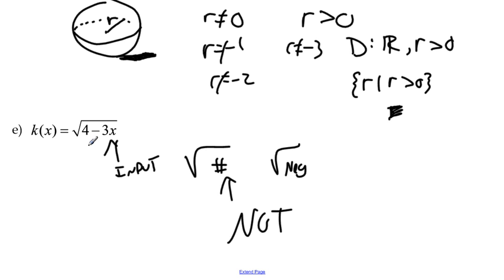So we want to know all the values of x where the only values that this can be is greater than 0, right? As long as whatever's inside of the square root is bigger than 0, we are cool.